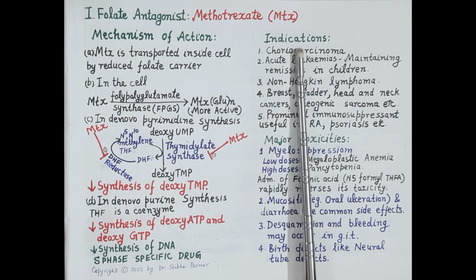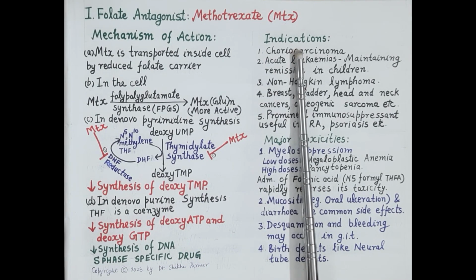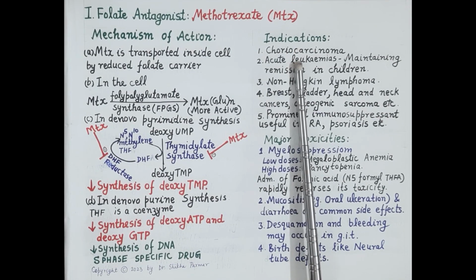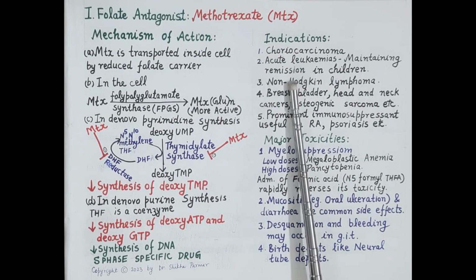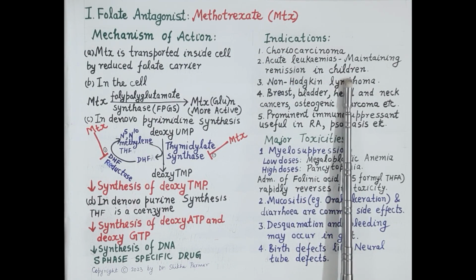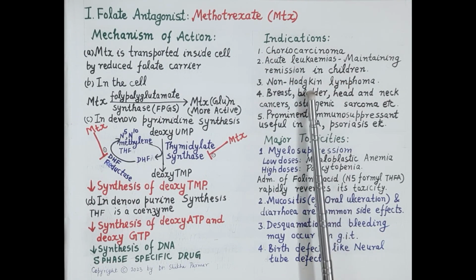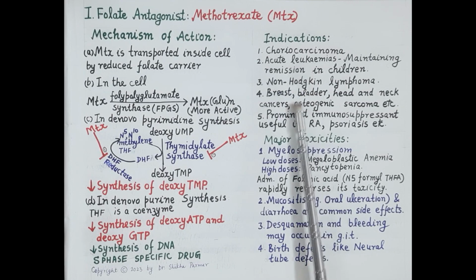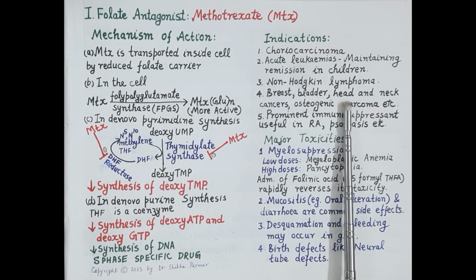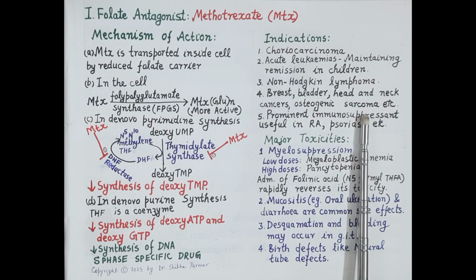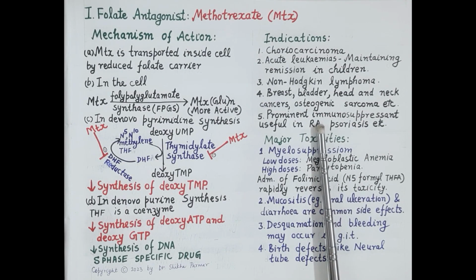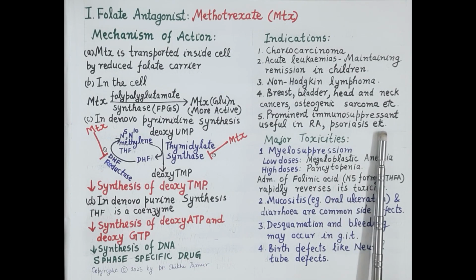Now, indications of methotrexate. Methotrexate is indicated in choriocarcinoma. It is highly effective in maintaining remission or providing recovery in children with acute leukemia. It's widely used in non-Hodgkin lymphomas, breast, bladder, head and neck cancer, osteogenic sarcoma. And methotrexate is a prominent immunosuppressant that is useful in autoimmune diseases like rheumatoid arthritis, psoriasis, etc.